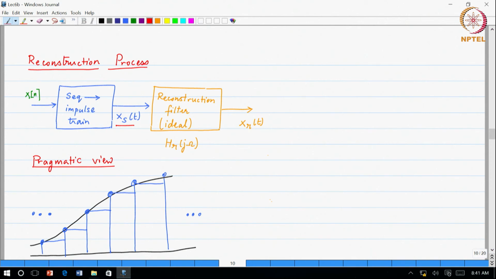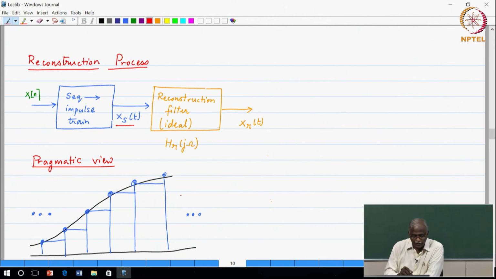Now in the practical case, how will we do that, because creating this impulse train is going to be difficult. So in the practical scenario, we do what is called sample and hold. We take this value of x of n and create a staircase function, which is not a Dirac delta, but basically a staircase approximation to the signal that we want to create. This is called a 0th order hold, and it is a very important one.